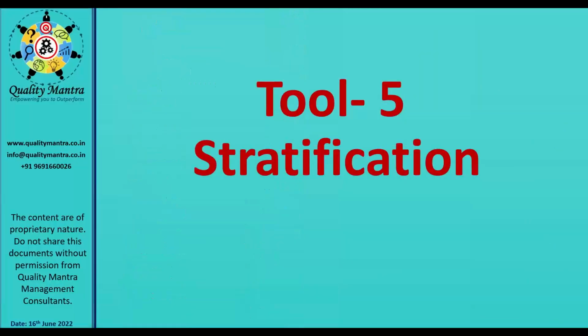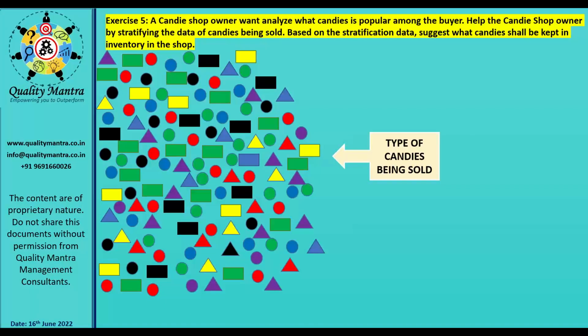So tool number 5, stratification. We have given you the exercise that a candy shop owner wants to analyze what kind of candies are in demand. Basically, you can stratify the data, because just by looking at the data, you will not be able to take a decision on which candies are in demand. There is a combination of color and the shape of the candy, so you have to stratify the data according to the shape and according to the color.